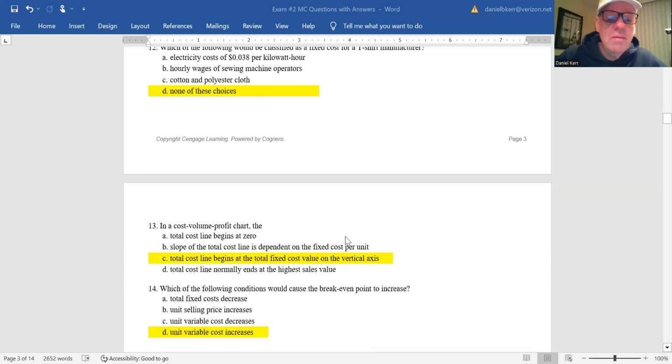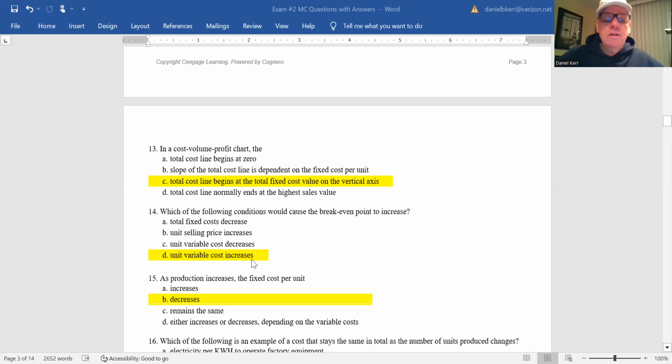13, in a cost volume profit chart, the total cost begins at the fixed costs on the vertical axis. So that one is true. There's other ones: total cost line begins at 0. No, the total cost line begins at the fixed cost. Slope of the cost line is dependent upon fixed cost per unit. No, the slope is dependent upon the variable cost per unit. Total cost line normally ends at the highest sales value. No, that's not true. So the best answer there is C.